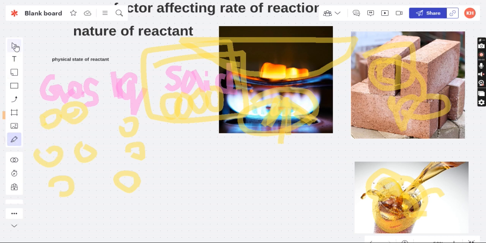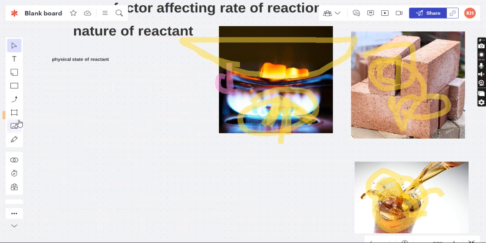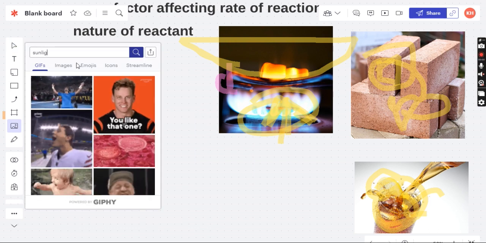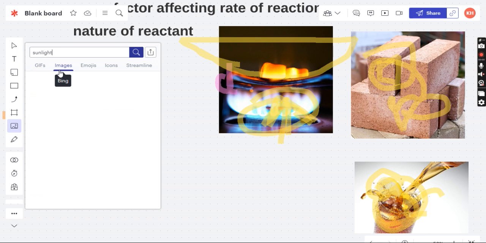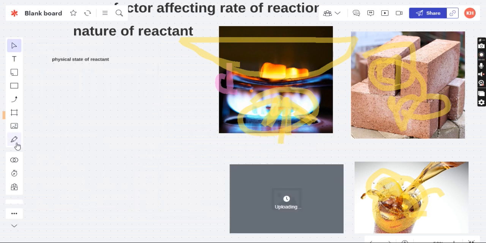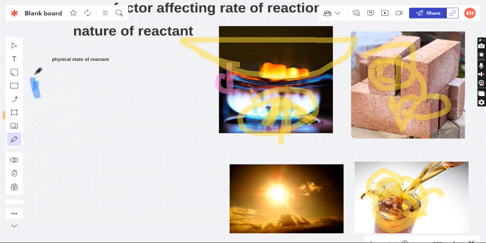Now the next factor that we're going to discuss here is intensity of light. The rate of reaction also depends upon the intensity of light. Let's take the example of photons, and sunlight. The rate of reaction, ROR, is directly proportional to the intensity of light. The higher the intensity of light, the more the photons, the higher the rate of reaction.